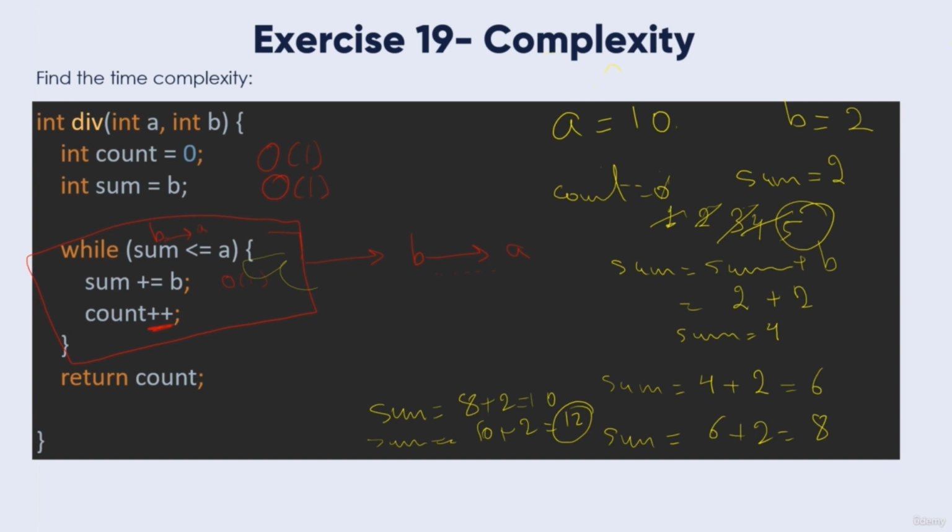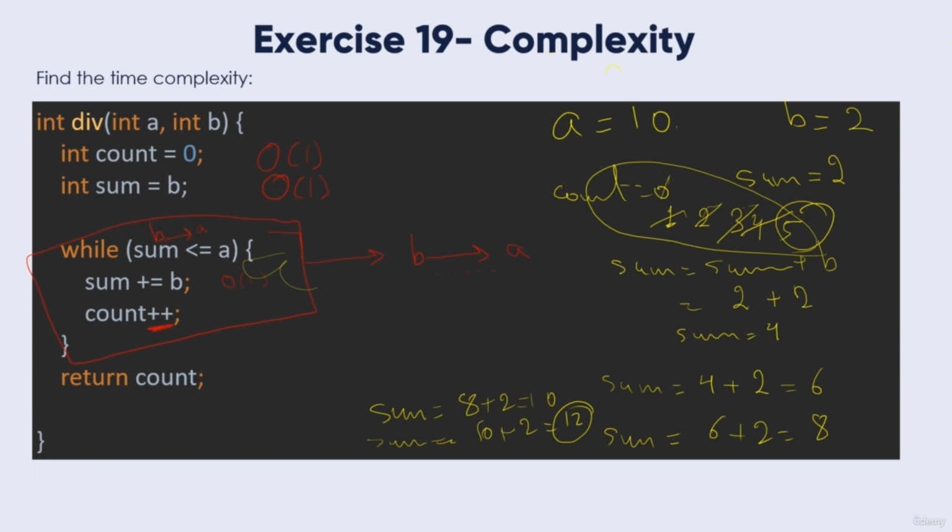We have divided 10 over b, which is 2, and we have made 5 iterations. If we took a equal to 12, we will make 6 iterations. According to 12 and b equal to 2, it will result in 6. If we took a equal to 14 and b equal to 2, it will result in 7. So, please try to find the sequence.